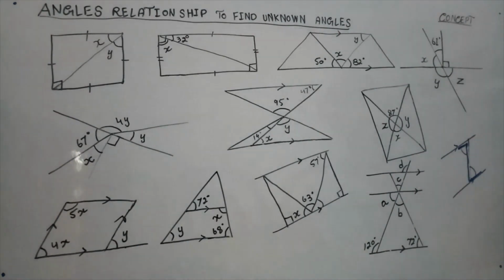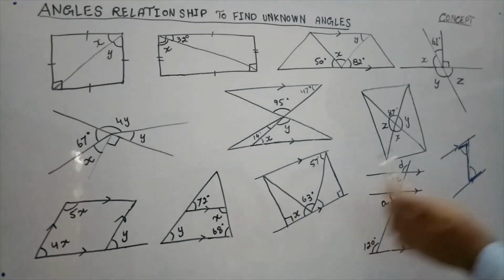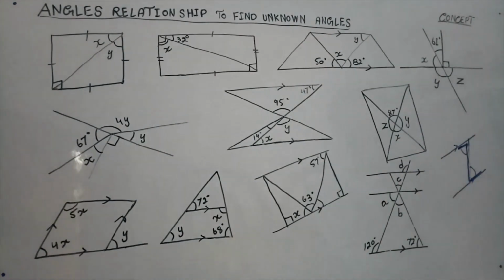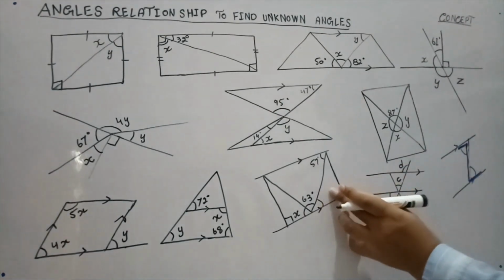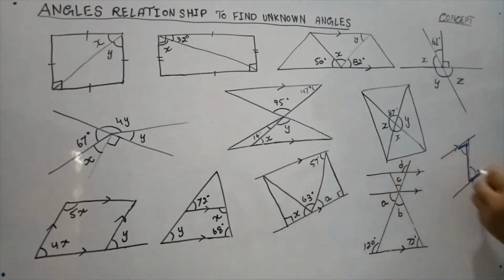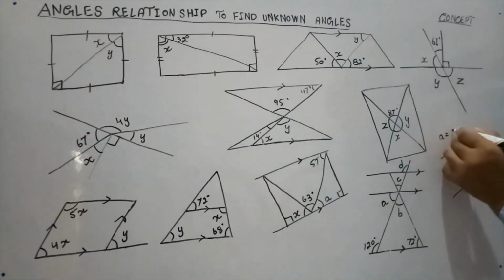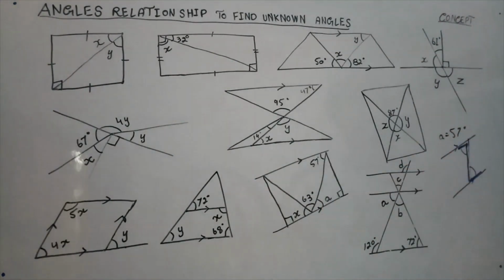So first of all we will find the value of this angle here. From alternating angles you can see that this angle will be equal to that angle, or I can say this angle A will be equal to 57 degrees. This angle A is equal to 57 degrees.